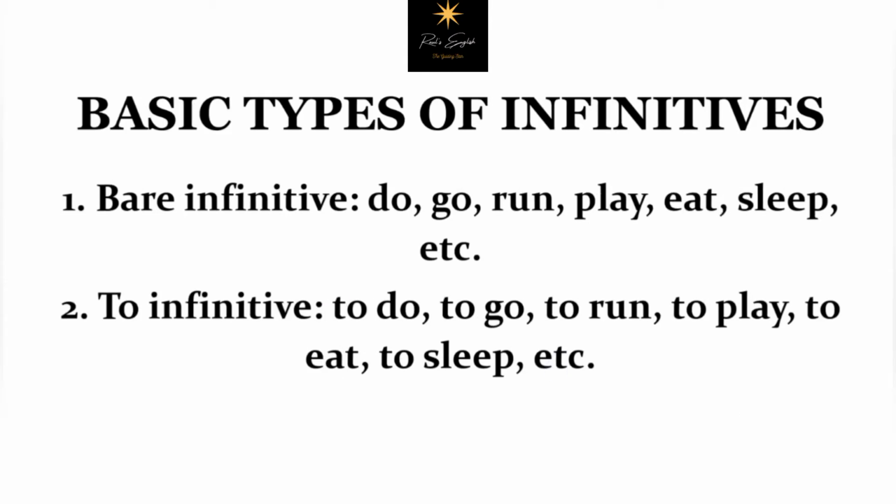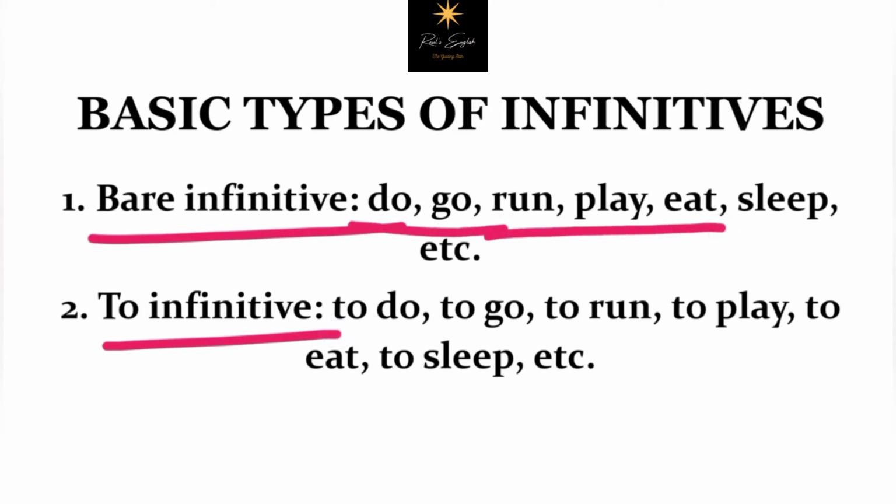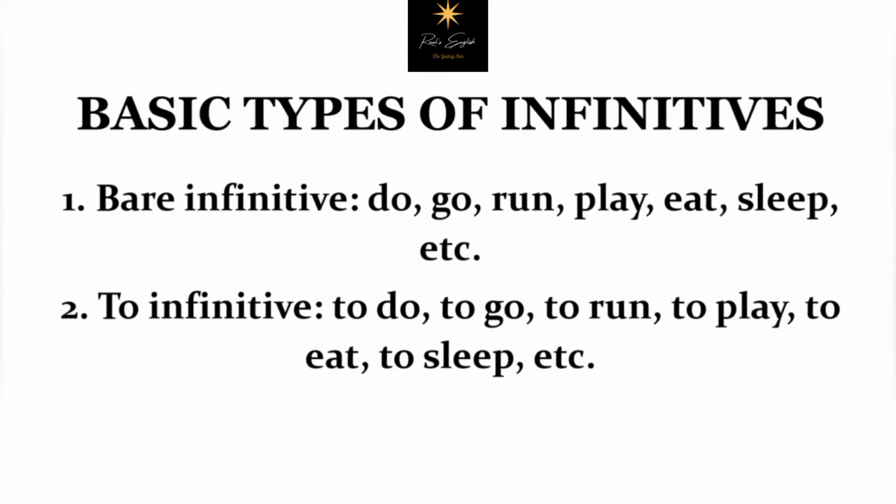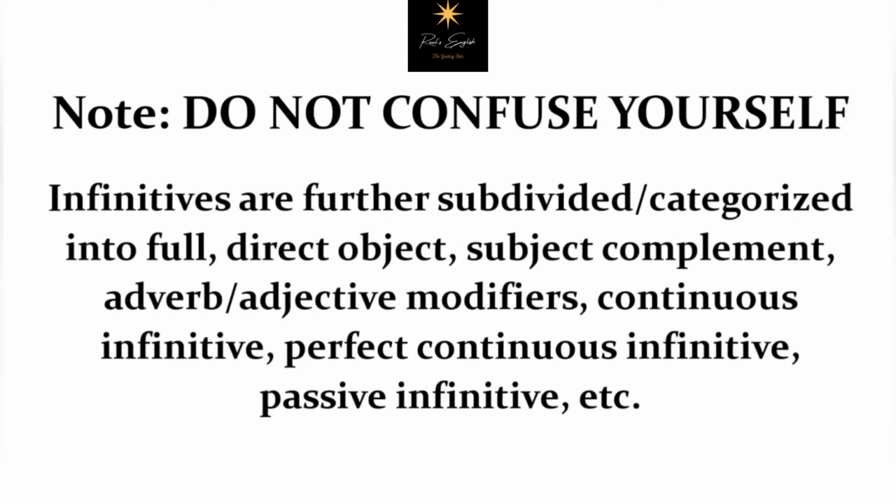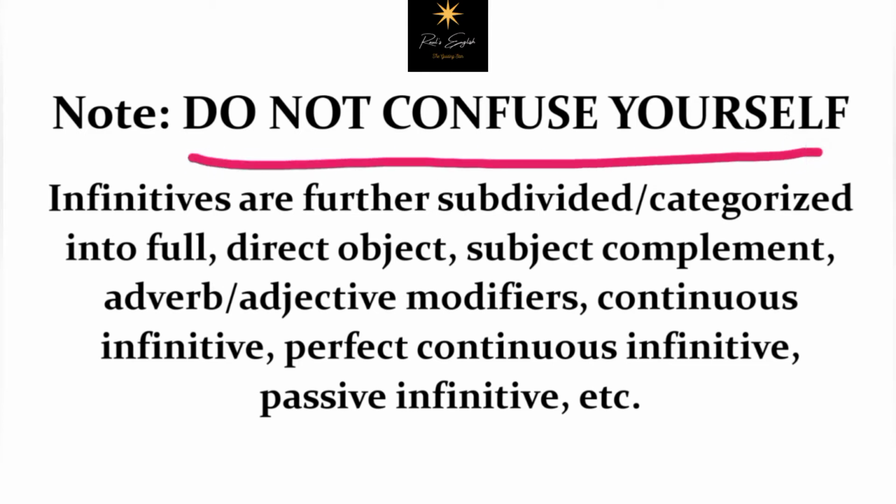So the two basic types of infinitives are bare infinitives and to infinitives. So like do, go, run. So to do, to go, to run, to play, to sleep. So far so clear. Before we get started with this video, please remember, do not confuse yourself.